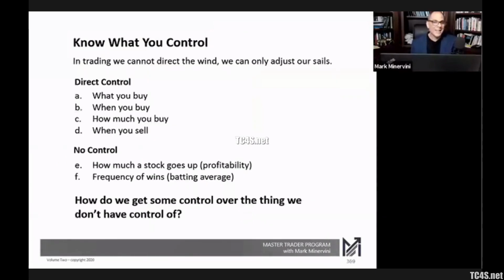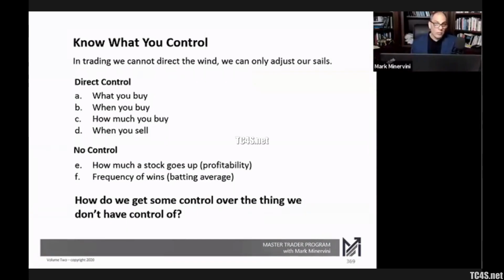So what exactly do you control? That's the key. When you're managing risk, we want to mitigate risk. So how do we do that? Well, we obviously have to be in control of something to be able to control risk. We have to be in control of something, right?